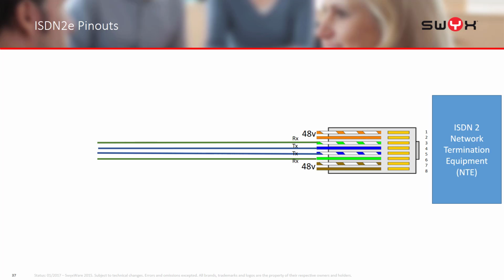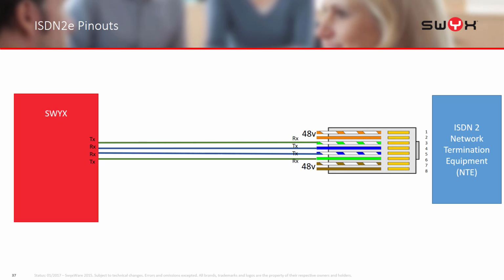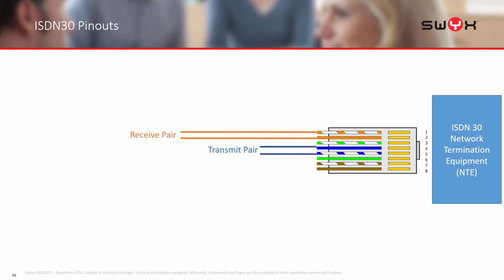And that will terminate into, in our case, Swyx. And of course, built into the system, we need to cross over those cables. The network talks on the transmit pair to our receive pair, and our receive pair vice versa. Big difference on ISDN 30 is the pins used. It's the blue and orange pairs, so 1 and 2 are the receive pair and 4 and 5 are the transmit pair. But likewise the same as ISDN 2, those pairs are crossed over within the hardware. Transmit talks to receive and vice versa.